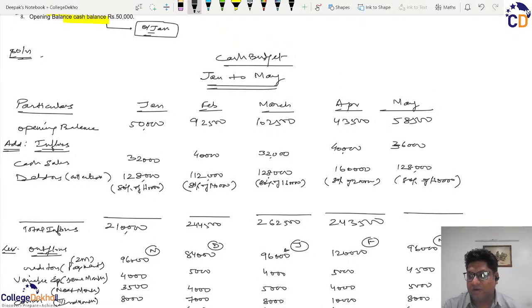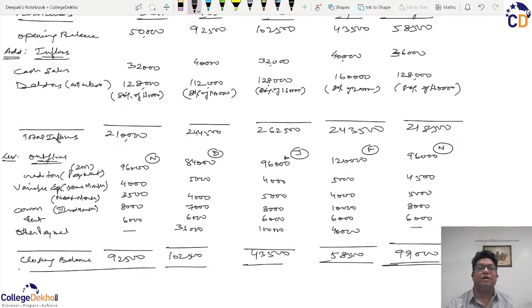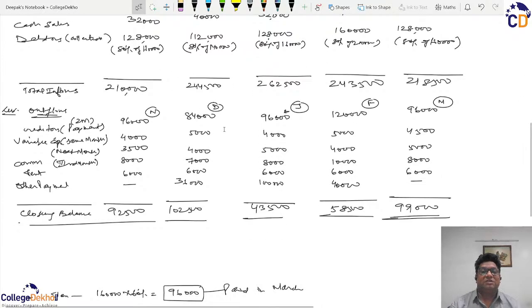और उस 58,500 में प्लस किया जाएगा ये दोनों फिगर 160 बढ़ती हैं. सो दिस विल बी 218,500 and from that we will deduct 96,000 one figure, 9,500 वेरिएबल एक्सपेंसेस की हैं और ये 14,000 की फिगर माइनस करेंगे. सो दिस 99,000 विल बी द क्लोजिंग बैलेंस. एंड हेयर this is how we estimate the budget.